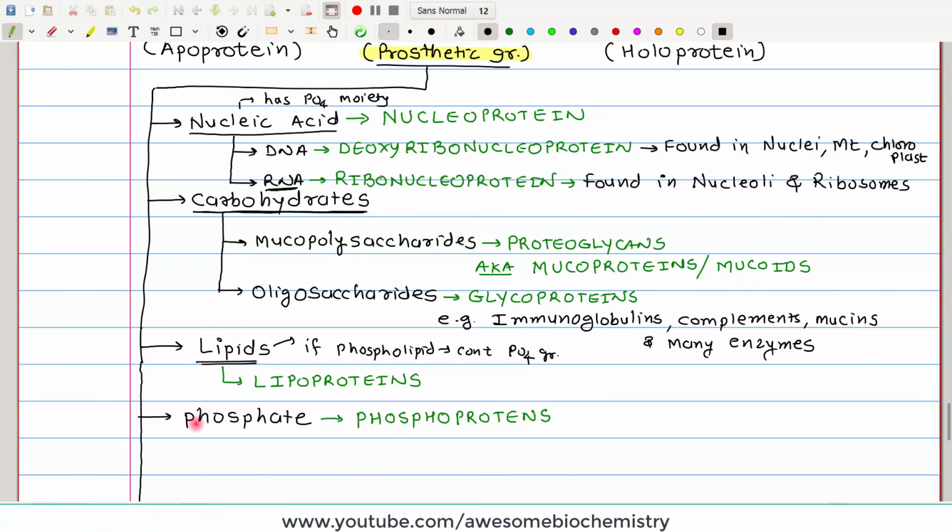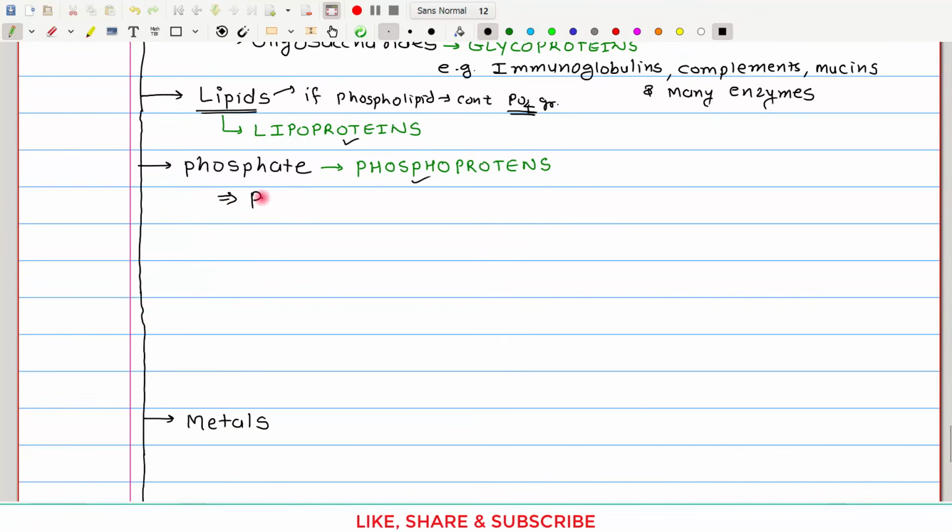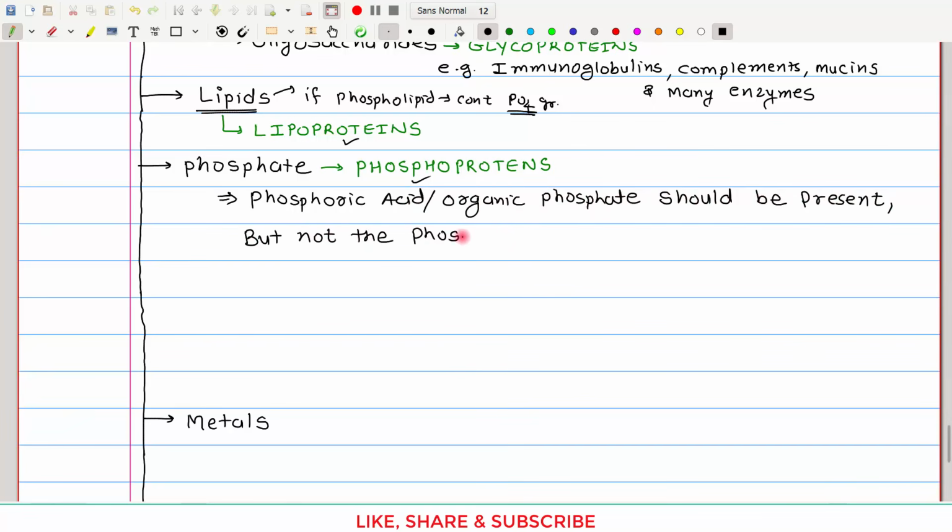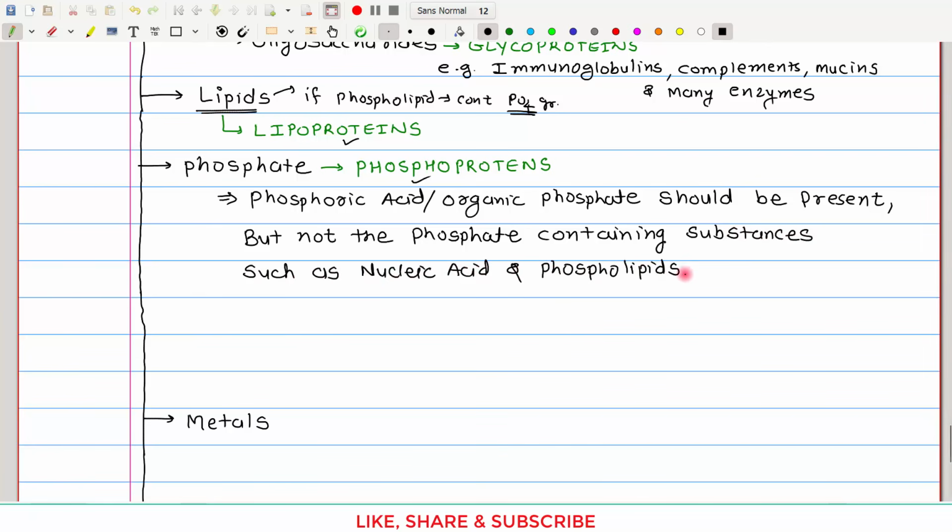What is that problem? The problem is that in case of lipoproteins, there is a phosphate group. In case of nucleoproteins, there is a phosphate group. So should we call nucleoproteins and lipoproteins phosphoproteins? The answer is no. We cannot say that. Why? Because one more condition is added. The condition is that phosphoric acid or organic phosphate should be present, but not the phosphate-containing substance such as nucleic acid and phospholipids, right?